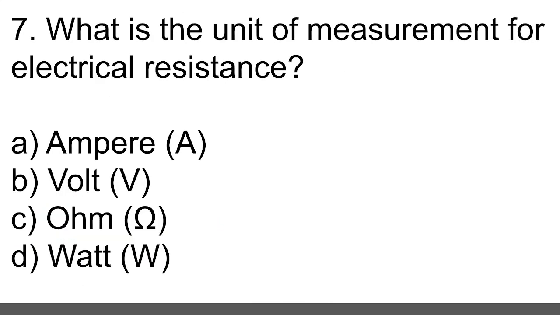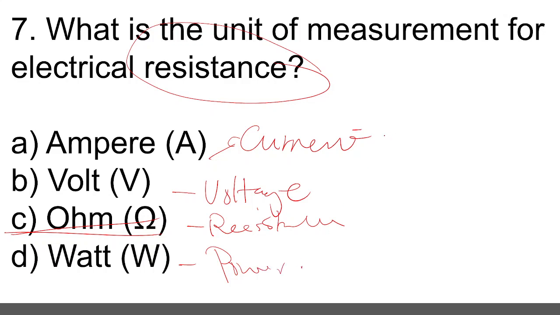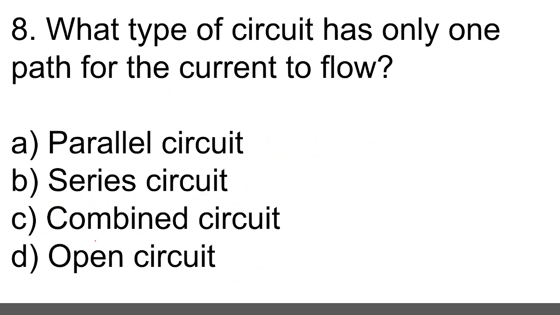Number 7. What is the unit of measurement for electrical resistance? Resistance, so that is letter C, the ohm. Ampere is for current, B is voltage, C is resistance, and D is power. Our answer here is letter C.